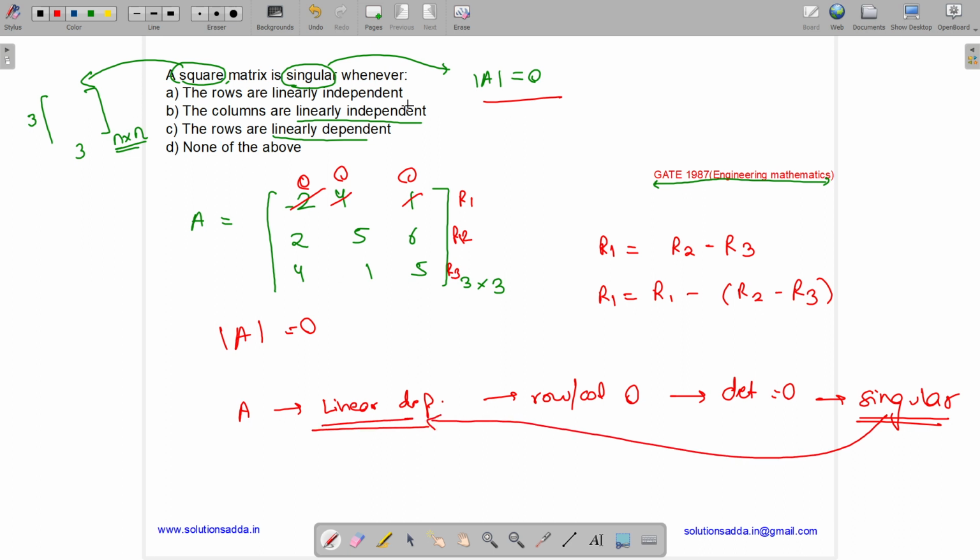Are all rows linearly independent? No. Are the columns linearly independent? No. We must have a linear dependency. Are the rows linearly dependent? Yes. So the option is C. It's the correct answer.